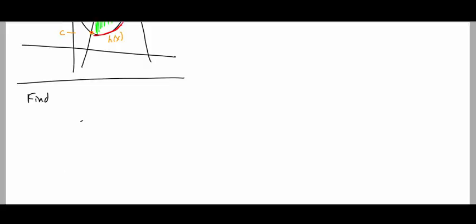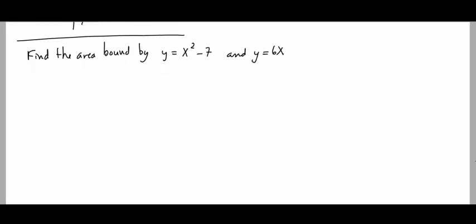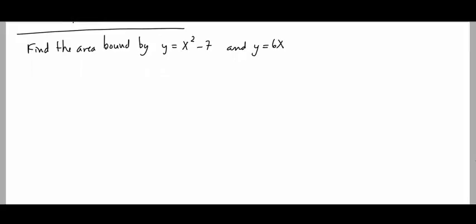So for this one, let's go ahead and find the area bound by, let's use two functions here. Let's use y equal x squared minus 7 and y equals 6x. Now a curve sketch is not always necessary, but helpful, and in this case that is the same as well. So we need to figure out what this picture looks like. Well, this is a parabola that's opening up, and this is a line with a positive slope.